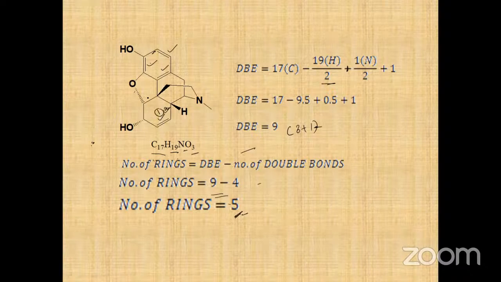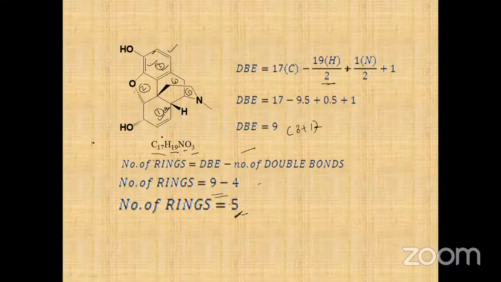This is 1, 2, 3, 4, and 5. This is the 6 member ring also. Right. Total 5 rings are there. Okay. By using this formula, we can find out the number of rings present in the molecule.